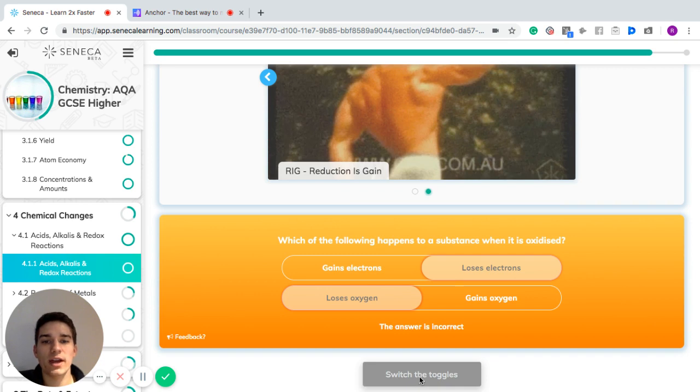And which of the following happens to a substance when it is oxidized? Does it lose or gain electrons? When it is oxidized, remember OIL RIG, oxidation is loss, it loses electrons. But on the other side of that, it loses electrons, but it actually gains oxygen.